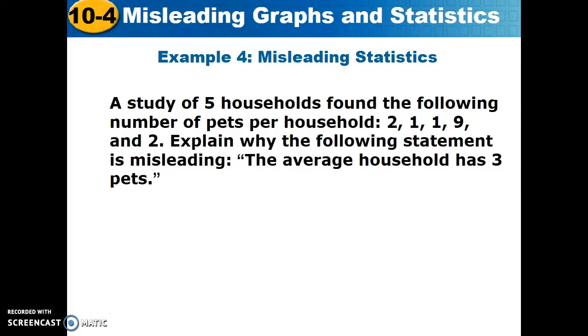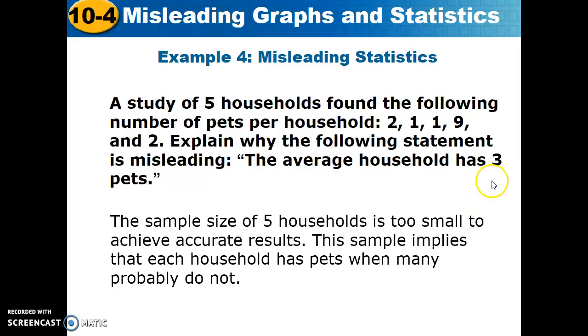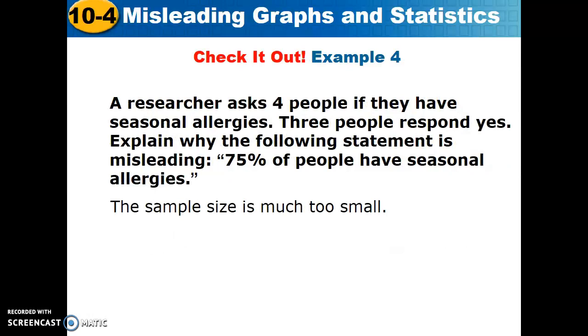Well, if we add all these up, 4, 5, 6, 15. 15 divided by 5 is 3. However, a sample size of 5 households is too small to achieve accurate results. This sample implies that each household has pets, when many probably do not.